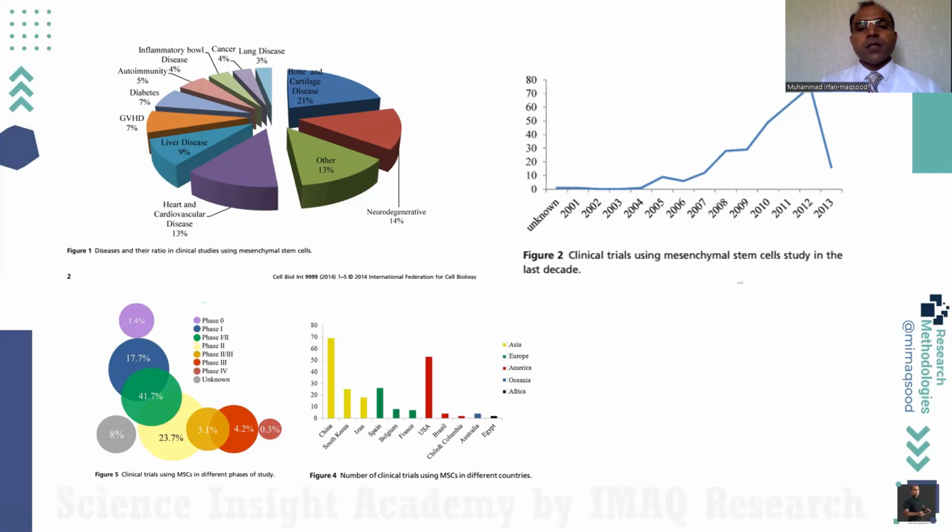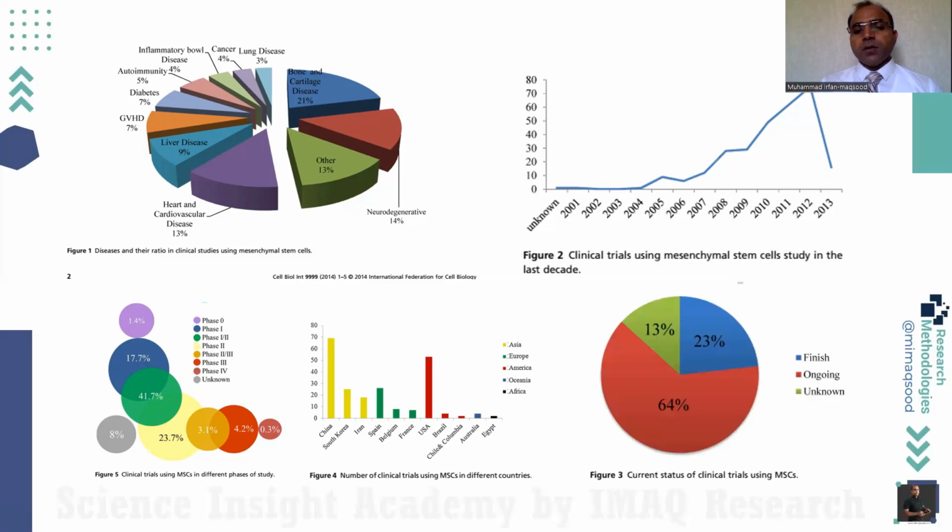Also, we looked at which countries are doing the research, which countries have done clinical trials using mesenchymal stem cells. We found out all the countries at that time, and also the current status of these clinical trials, meaning how many are ongoing. This paper was published in 2013, so in 2013, 64% of projects were ongoing and 23% were just finished. The current status might be entirely different, I'm sure.